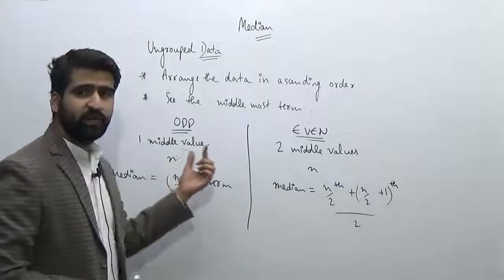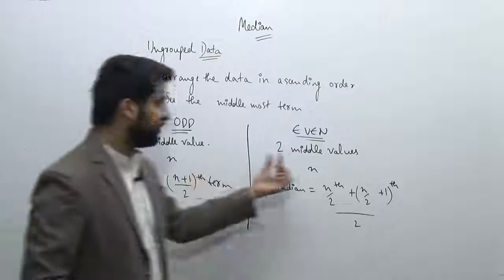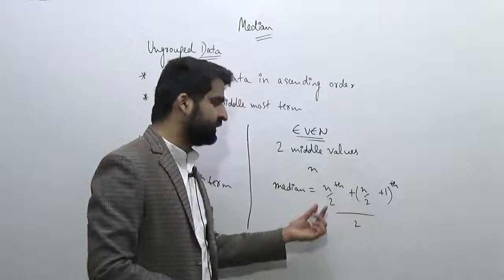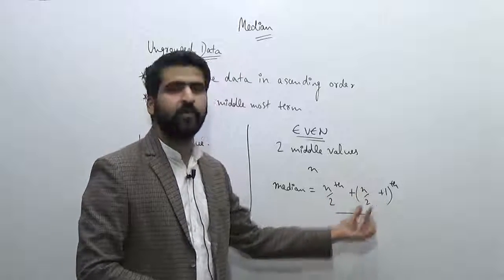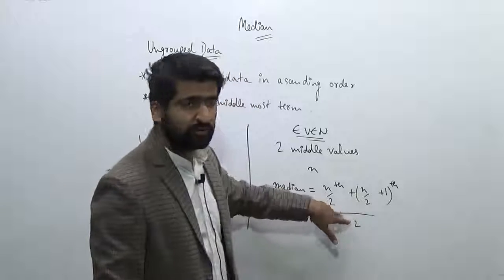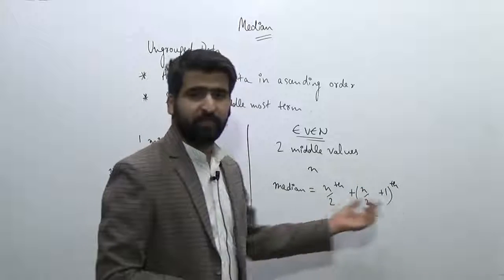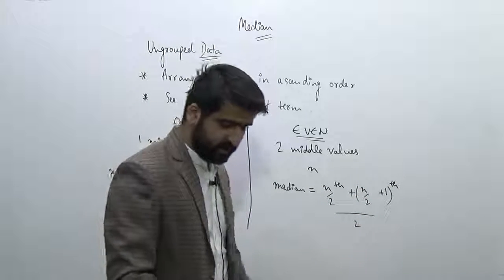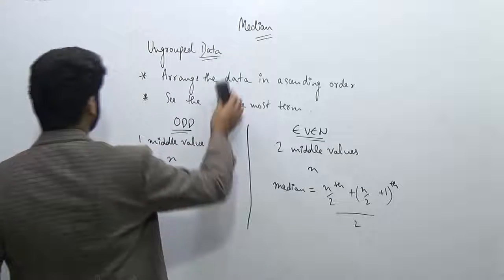In the case of odd, I will have just one middle value, and that middle value will be the (n plus 1) by 2th term. And in the case of an even number of terms, I will get 2 middle terms. The first one will be the n by 2th and the second will be the (n by 2 plus 1)th, which means this will be the n by 2th term and this will be the next term after it. And I will take the mean of these 2 terms, and then I will get the median.